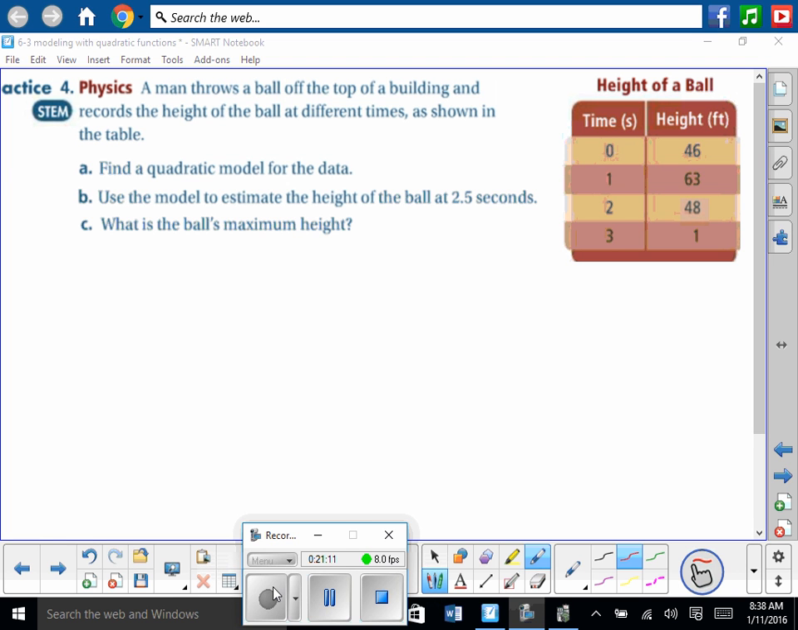It says, find a quadratic model for the data. So once again, that's how we know we're using quadratic. So let's go ahead and do that. Type it into your calculator really quick. Here we go.